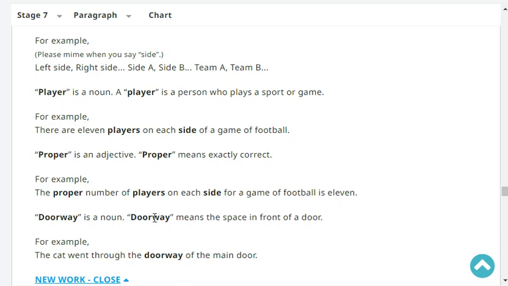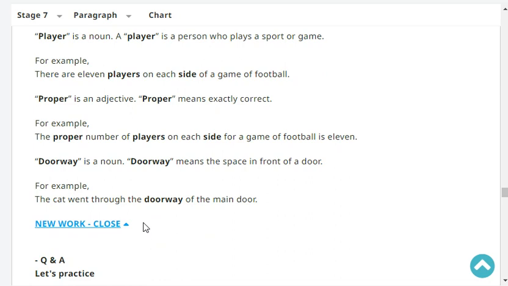Proper is an adjective. Proper means exactly correct. For example, the proper number of players on each side for a game of football is 11. Doorway is a noun. Doorway means the space in front of a door, like this. This is the doorway. For example, the cat went through the doorway on the main door.